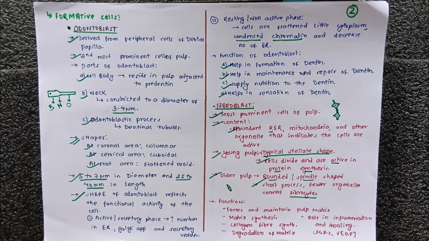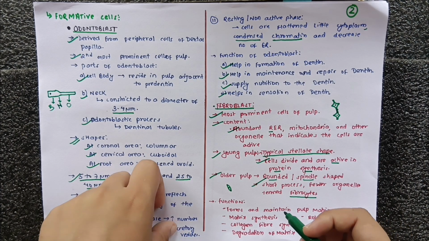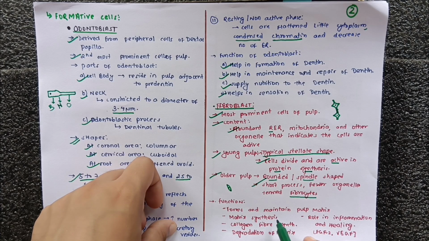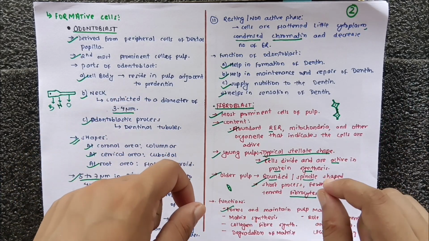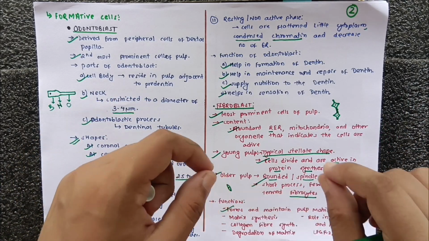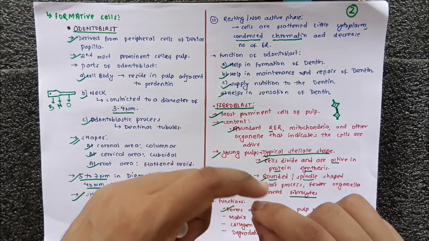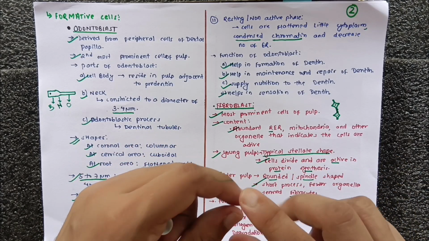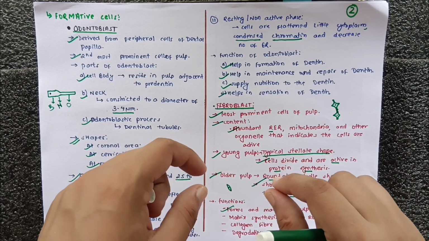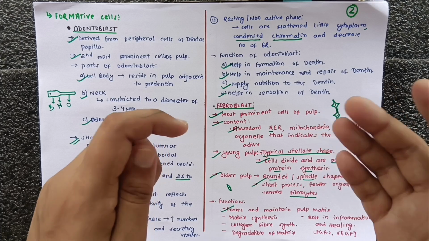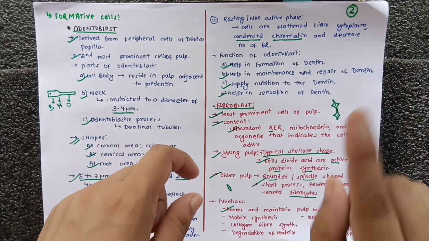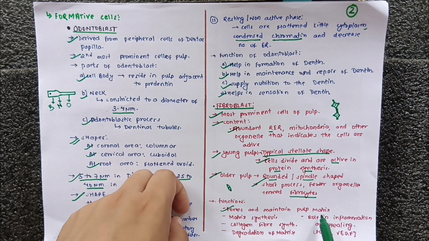After this, in the function section, the fibroblasts form and maintain the pulp matrix. If you don't remember all those functions, just remember that fibroblasts are the cells that secrete the pulp matrix, the different kinds of fiber. As the fibers are present in the pulp matrix, fibroblasts particularly form them; fibroblast means fiber-forming cell. They form the fiber, and as they form the fiber, they form the matrix. So remember it like that: they form and maintain the pulp matrix.